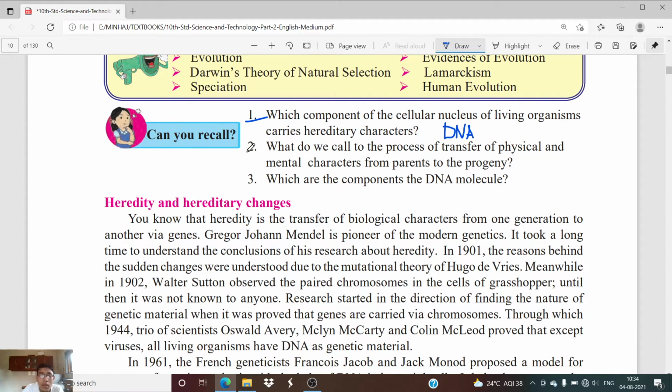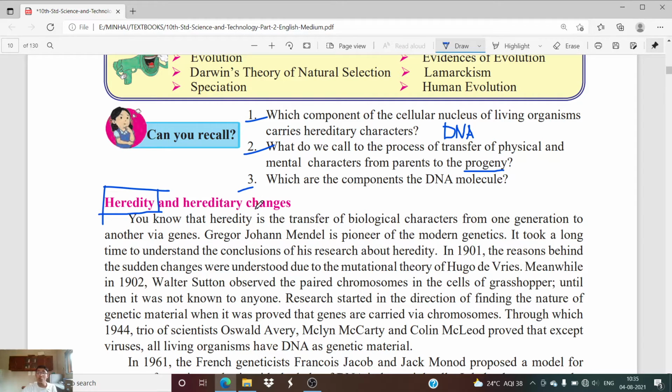Then the second question: what do we call the process of transfer of physical and mental characters from parents to the progeny? Progeny means offspring, that is, children. What is the name of this process where the characters are transferred from parents to the offspring? This process is called heredity.